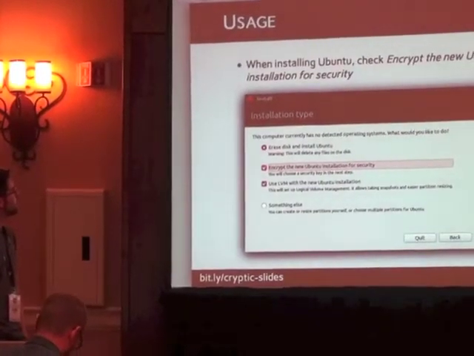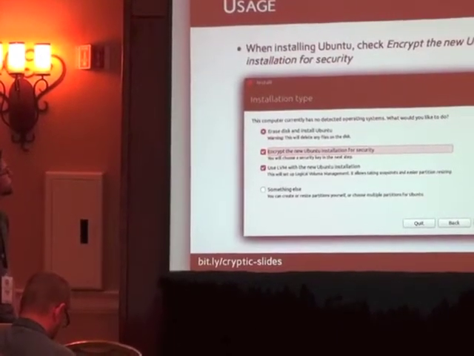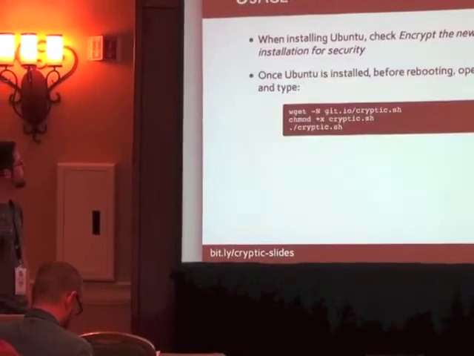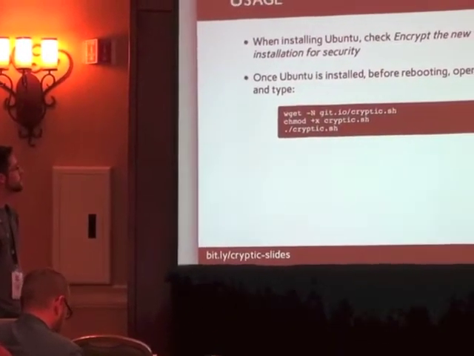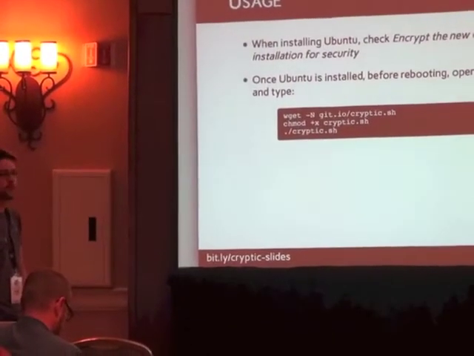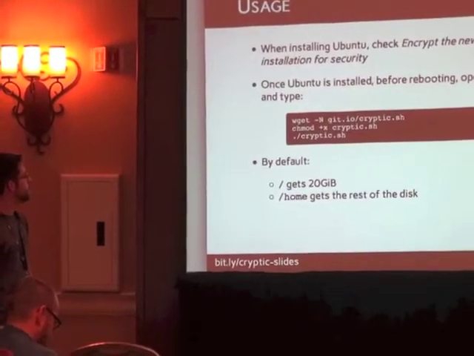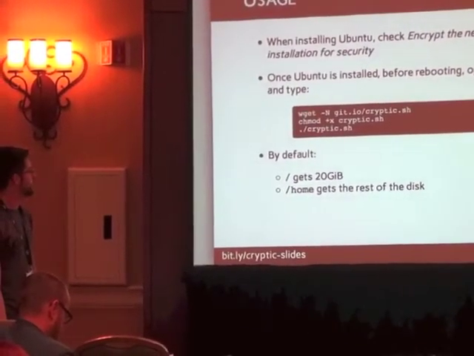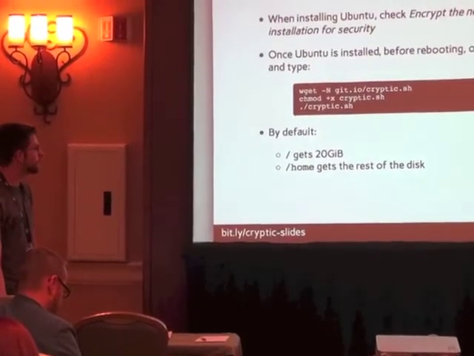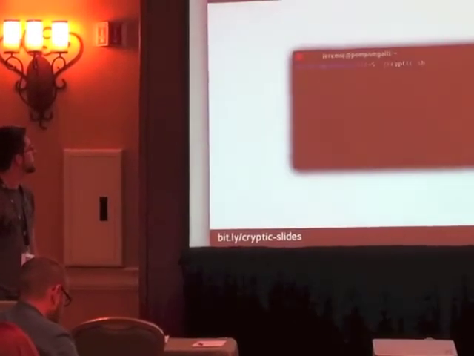So it's very simple to use. You install Ubuntu. The only thing you do, you check "encrypt the new Ubuntu installation for security," and you go on with the normal installation. Once it's installed, before rebooting, you open a terminal. You type 3 simple lines that do everything, download and run. And then you have two partitions. One is the root partition for 20 gigabytes, and the rest of the disk for /home. You can customize that, but I won't go into it here.